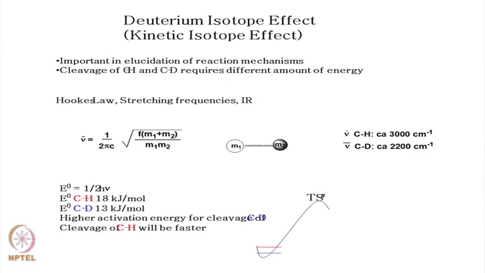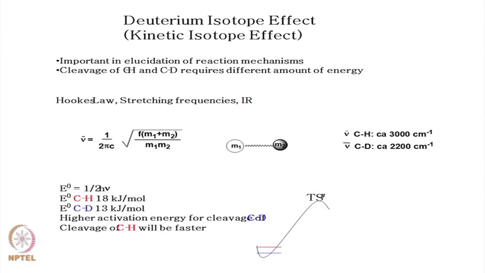That is, we propose a plausible mechanism, and then we try to match it with other experimental results. So, in that case, we can use this information, that is the deuterium isotope effect, whether this isotope effect is there or not. So, that will help to elucidate the mechanism. So, it is basically your primary kinetic isotope effect.